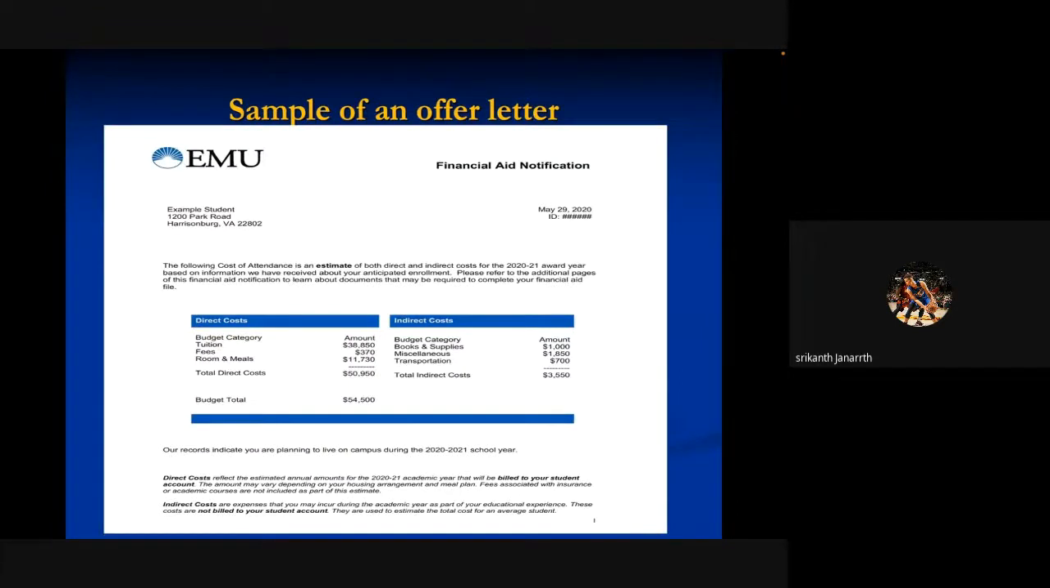I have given a sample offer letter. There is an institution, and they have given a student the direct cost and indirect cost. Tuition fee 38,000, other fee 370, room and meals, then books and supplies. Some offer letters may have all the details. Some offer letters might only have the cost of the course fee for the full academic year. Then the cost of living may not be there.